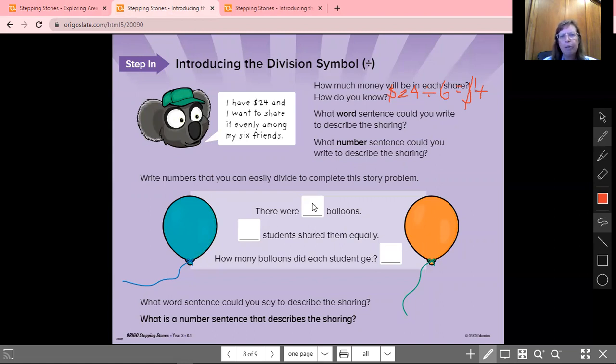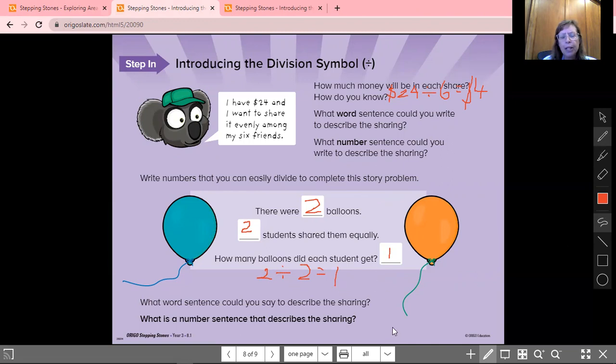Okay, now we have 2 balloons. And there were 2 students. How many balloons did each student get? They got 1 each. We had 2 balloons shared between 2 people, so each person got 1 balloon. Or to write that, we would write 2 balloons divided by 2 people equals 1.